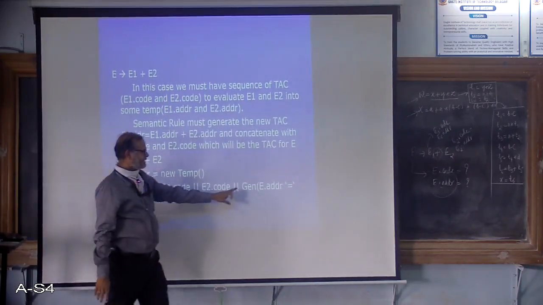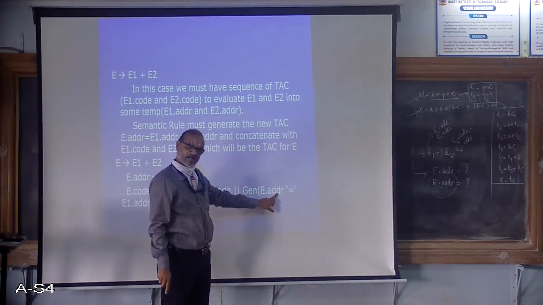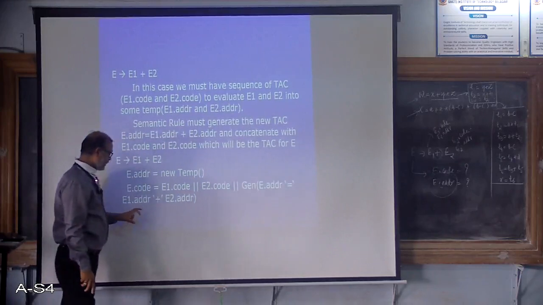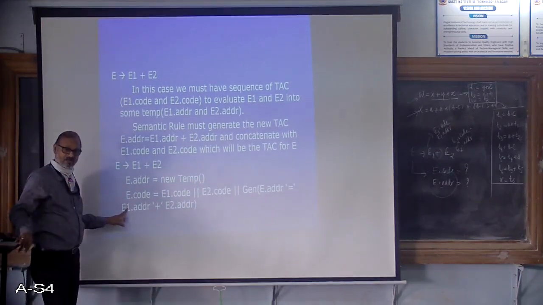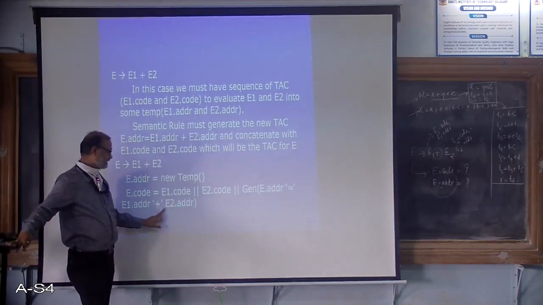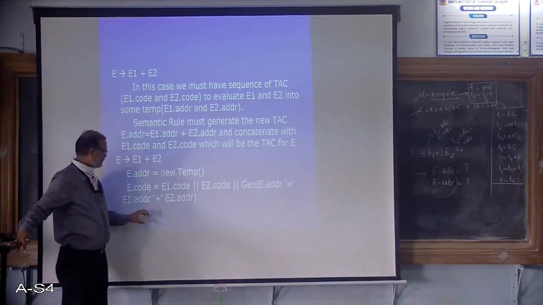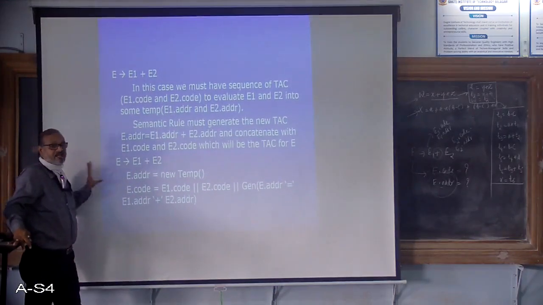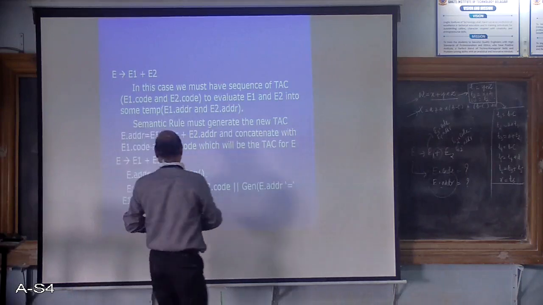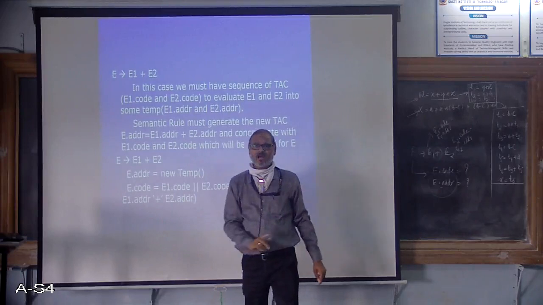That's why it is written as e.address, which is the value associated with the head of the production, is equal to the value associated with e1, which is e1.address, in some temporary, followed by the corresponding operator, which is plus here, then followed by the value associated with expression 2, again a temporary or a name, which is e2.address. So this is my semantic action, the semantic action for this production that must be attached to it.